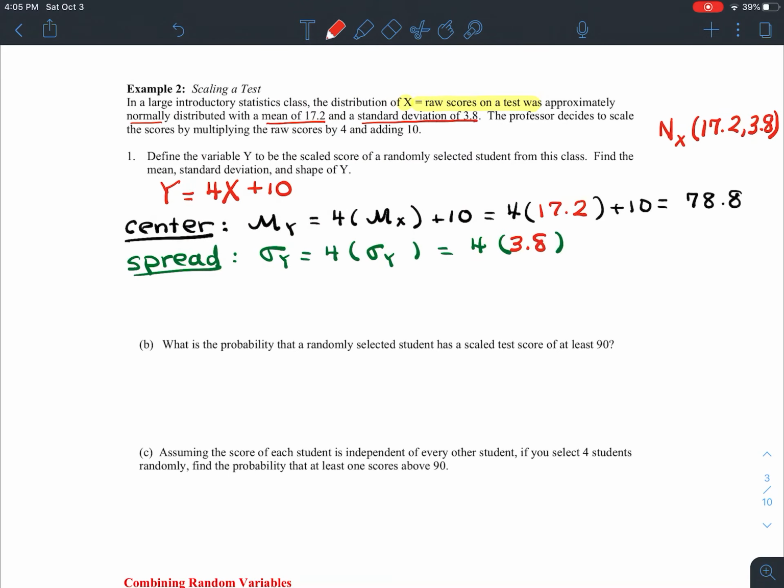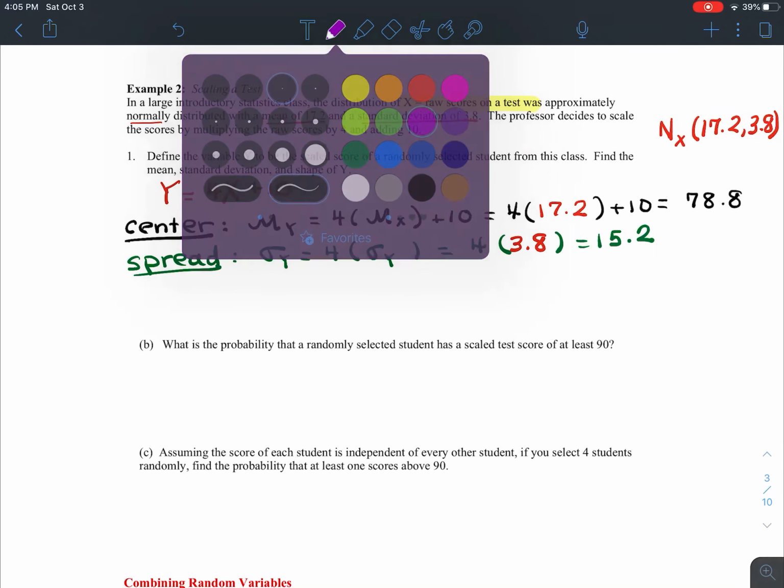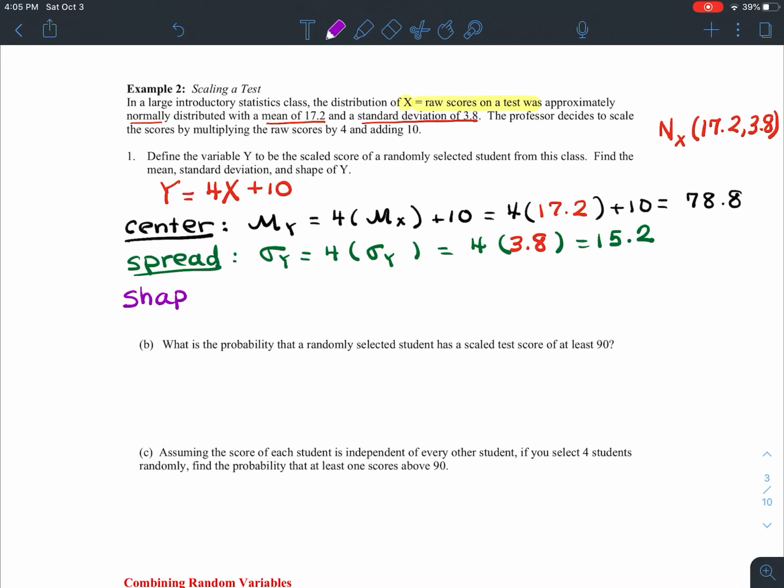The standard deviation for y would only be impacted by multiplication. So I'm only going to be multiplying the initial measure of spread, which is 3.8 times 4. That's going to give me the new standard deviation to be 15.2. And then in terms of shape, remember that's going to stay the same.